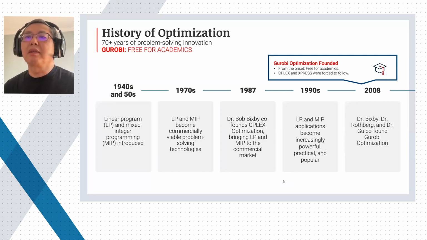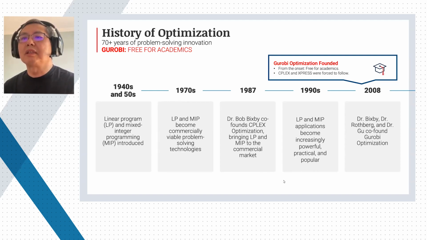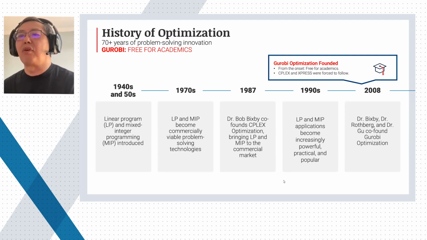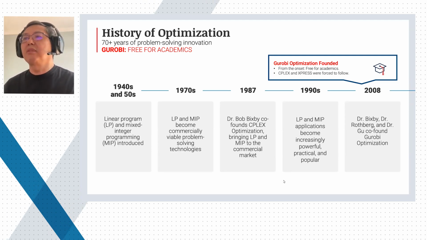In the 70s, there were some commercial solvers available, and some successful stories solving oil and gas application problems. At that time there were solvers like IBM's MPX and later OSL, Dash Optimization's Xpress MIP solver, Lindo, and some others. And later, Bob founded CPLEX Optimization in 87 and brought LP and MIP technology to the commercial market very successfully, more successful than other solvers.